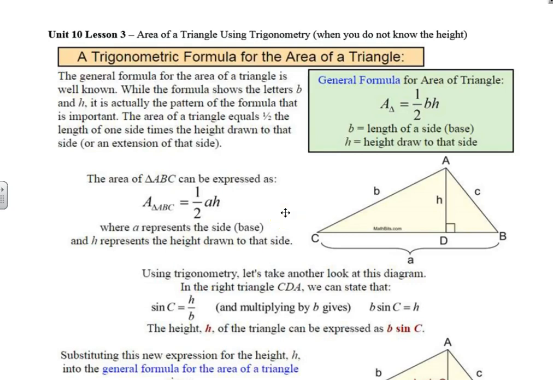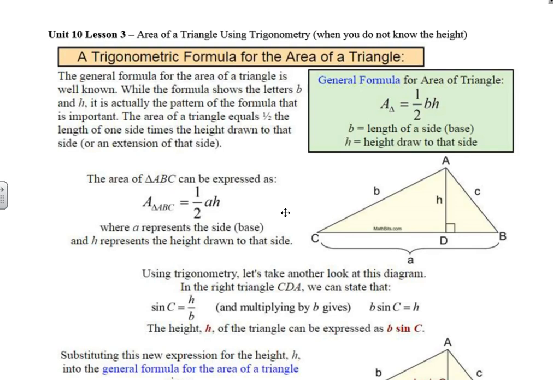Hello, geometry students. Mr. Zacek back and better than ever, and we're in Unit 10, Lesson 3. We're going to talk about how we can find the area of a triangle using trigonometry, and this is going to allow us to find the area of a triangle when we don't know the height.